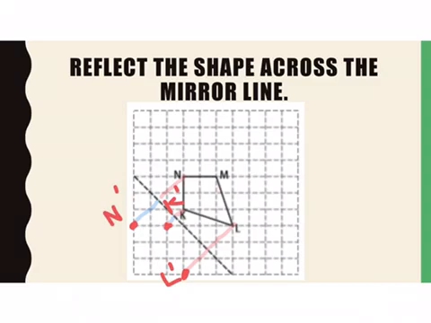And our last letter is M. 1, 2, and 1/2. There's 1/2, 1, 2. So M prime is over here. Once you have found all of your new locations for your points, you would connect them all together. And you should be able to see that that kite has just reflected or flipped over the dotted mirror line.